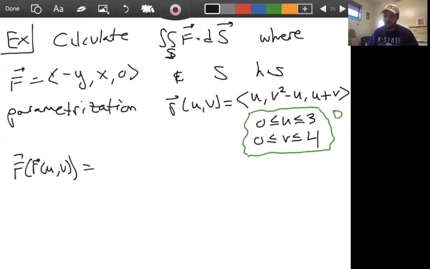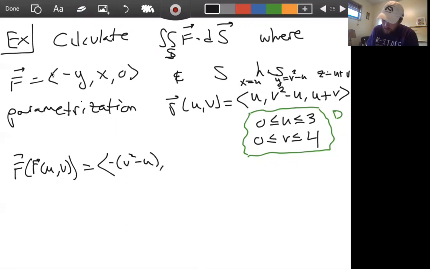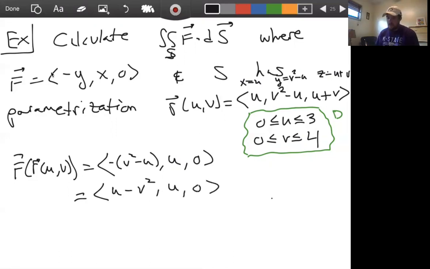Well, F is negative y, x, and then we have the parameterization where x equals u, y equals v squared minus u, and z equals u plus v. So let's plug this in. F of r of u,v then is negative v squared minus u comma x, which is u, z remains 0. So F of r of u,v is the vector field u minus v squared, u, 0.